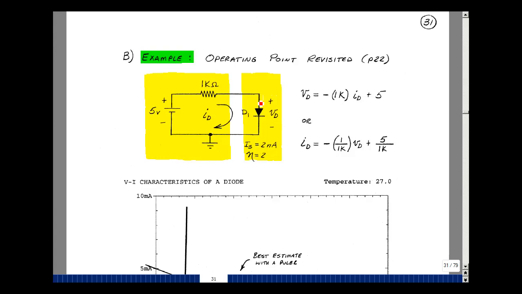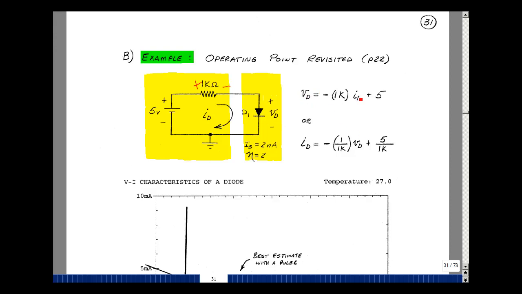The rise in voltage is going to be equal to the drops around the loop. But because, again, the current's flowing as indicated here, the drop is in this direction. V sub d is equal to minus I sub d times 1K plus 5. And again, I'm going to plot on the y-axis the current of the diode, and this on the x-axis.